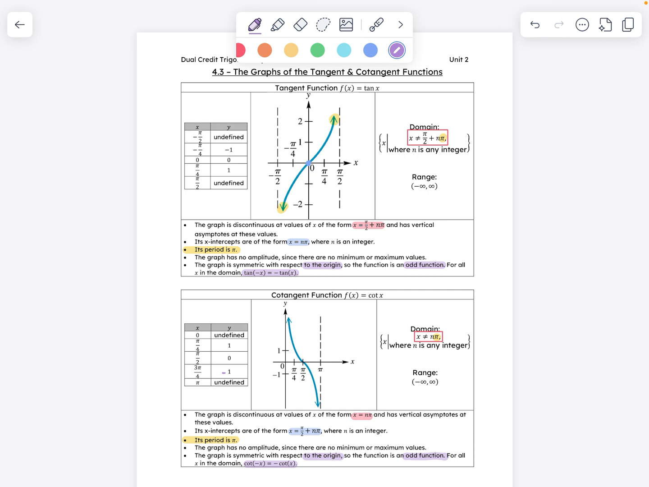And then you'll notice that the x values are a little bit different than the x values we had last time. So for the tangent, we have negative pi over 2, negative pi over 4, 0, pi over 4, and then pi over 2. And for our cotangent, we go 0, then pi over 4, pi over 2, 3 pi over 4, and then pi.